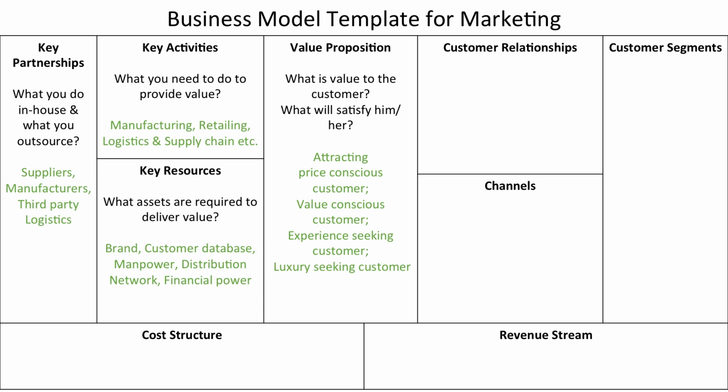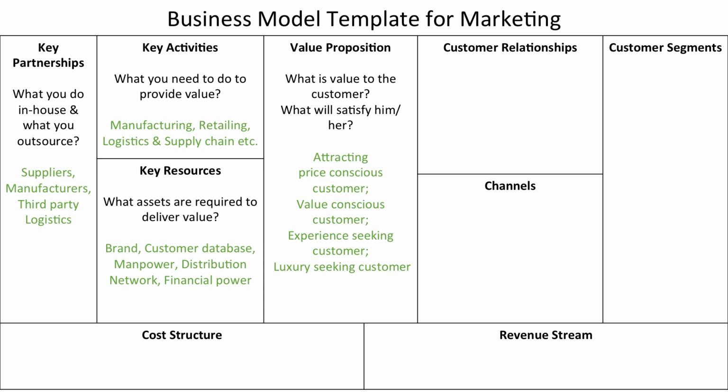What is value to the customer? What will satisfy the customer? Typically, if you look at a marketing organization or different products and brands, why do people buy the products and brands? That typically would be price conscious consumers or value conscious consumers or experience seeking consumers or luxury seeking consumers. Essentially, we are talking about different types of consumers and different key propositions of the marketing organization that attract the customers.